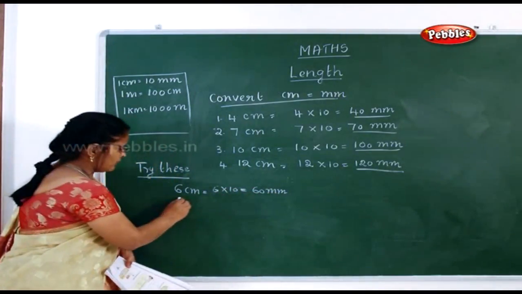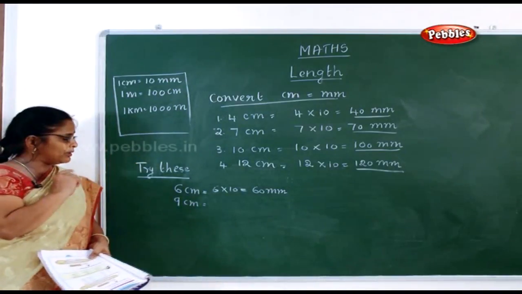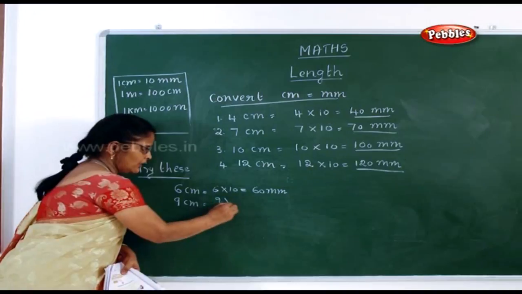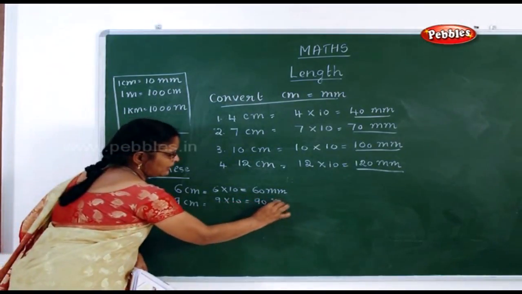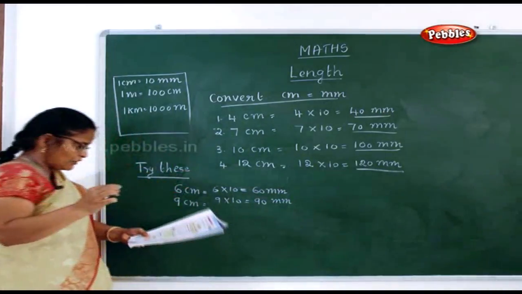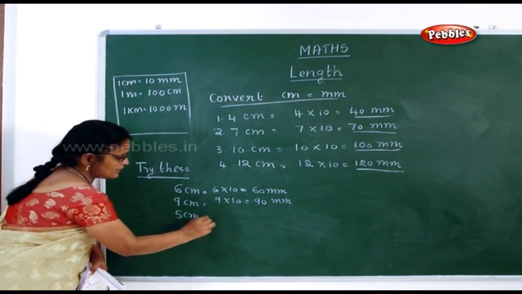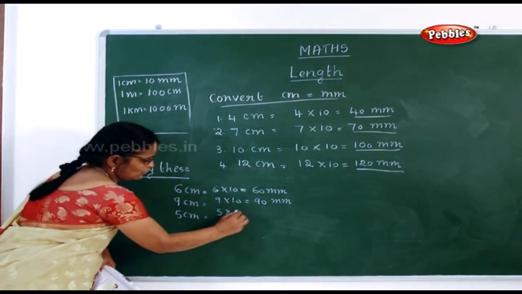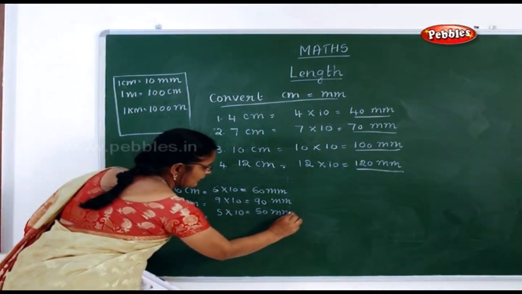Now second one, what they have given? 9 centimeter. Can anyone tell me how will you do 9 centimeter? Same way, 9 into 10 equal to 90 millimeter. Very good. Now next one, how will you do 5 centimeter? Same way, 5 into 10 equal to 50 millimeter.